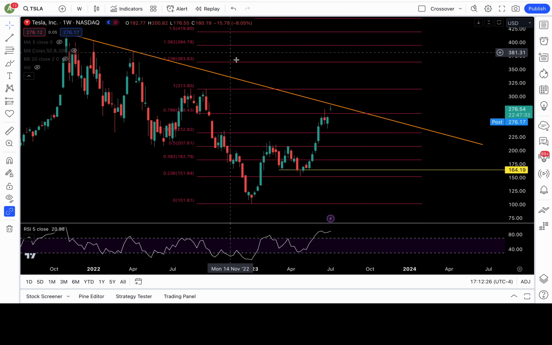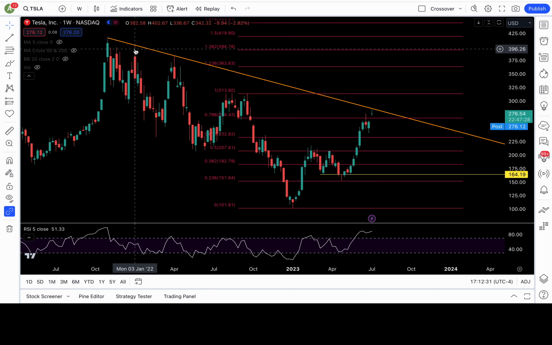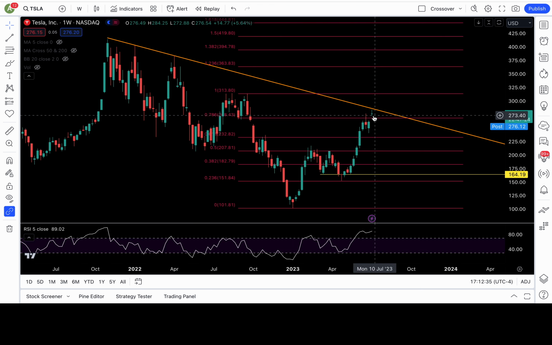Tesla, look at this, guys. Look at my orange trend line. From November 1st, 2021 high, test here on January 2022. Test here on April 2022. And look at that. We got another test today.